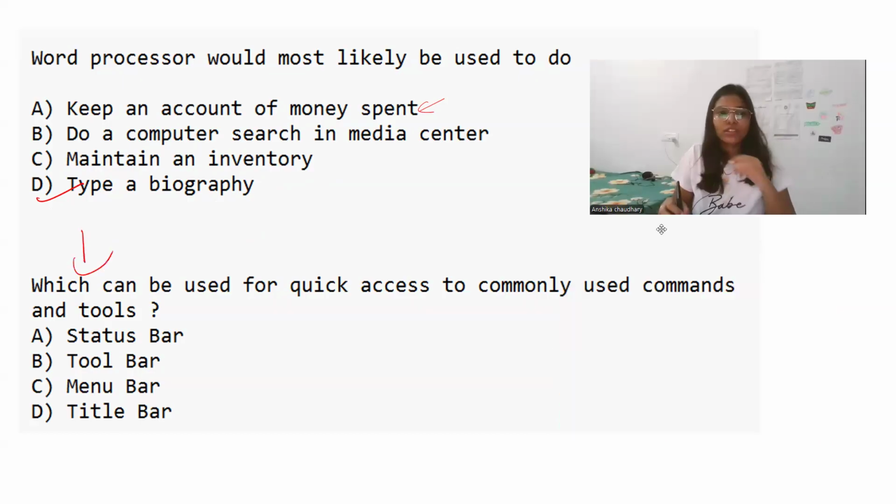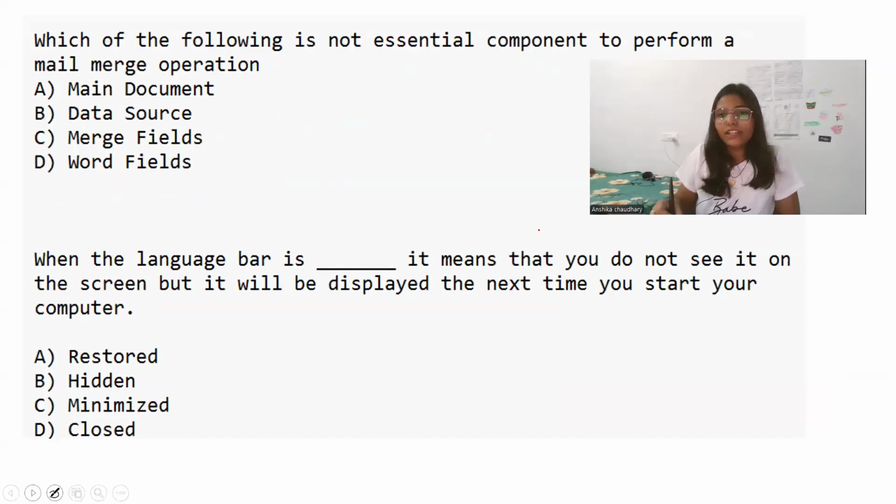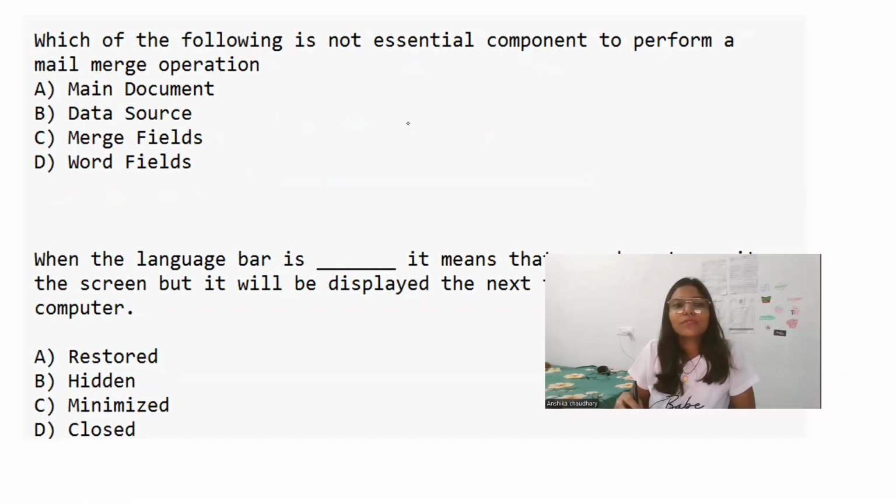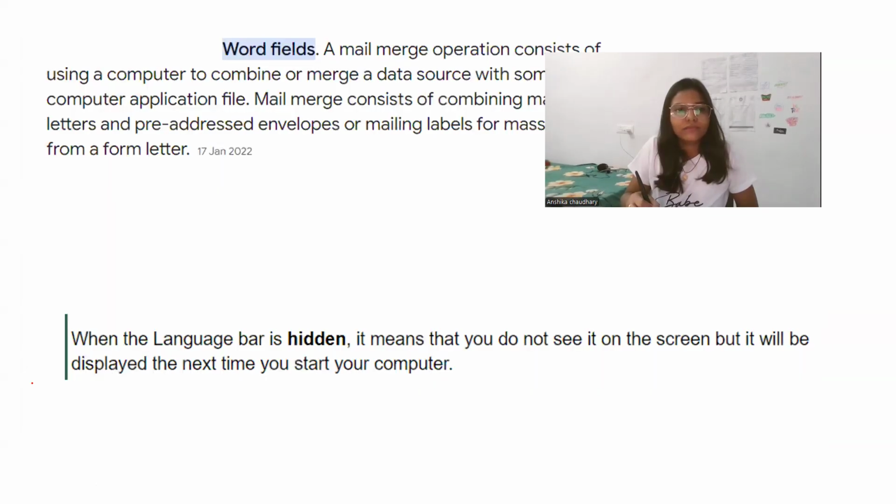Let's move on to the next question: which can be used for quick access to commonly used commands and tools? So, the toolbar, right? To use any type of command, the toolbar will be the most suitable bar. Let's move on to the next. Which of the following is not an essential component to perform a mail merge operation? Main document, data source, merge fields, and word fields. So word fields are not a necessary component to perform a mail merge. It is optional, right?